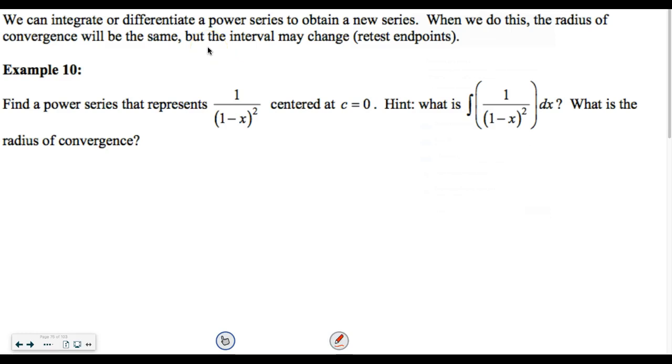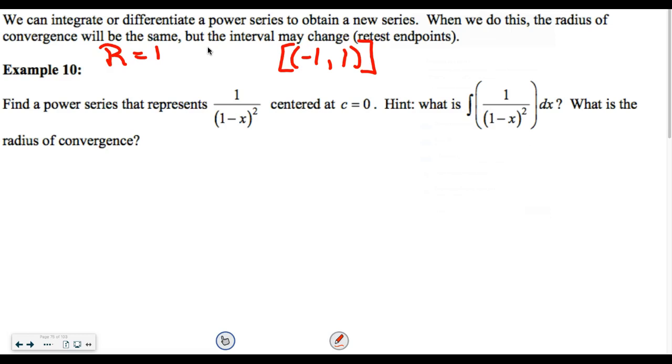But on example 10, it says we can integrate or differentiate a power series to obtain a new series. When you do the integral or the derivative, the radius of convergence stays the same. So if R was equal to 1 and you do a derivative or an integral and come up with a new series, it will also have a radius of 1. But if we had maybe an interval of convergence of -1 to 1, centered at 0, the endpoints can shift. So where they once diverged, if you integrate, they might converge. So you have to retest.